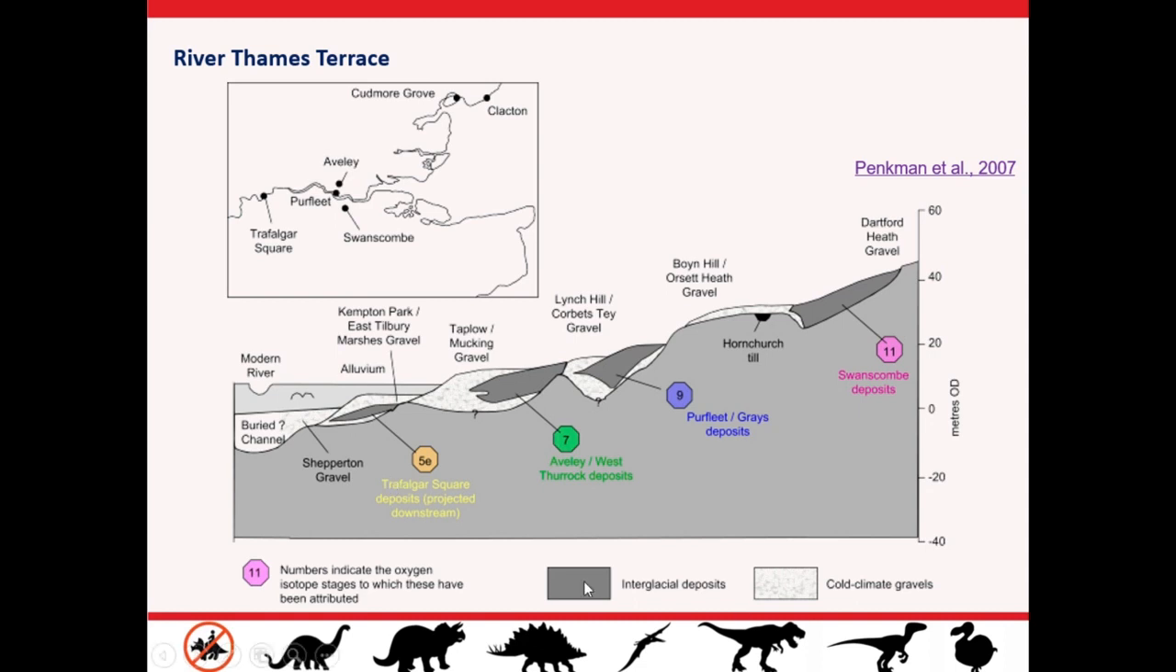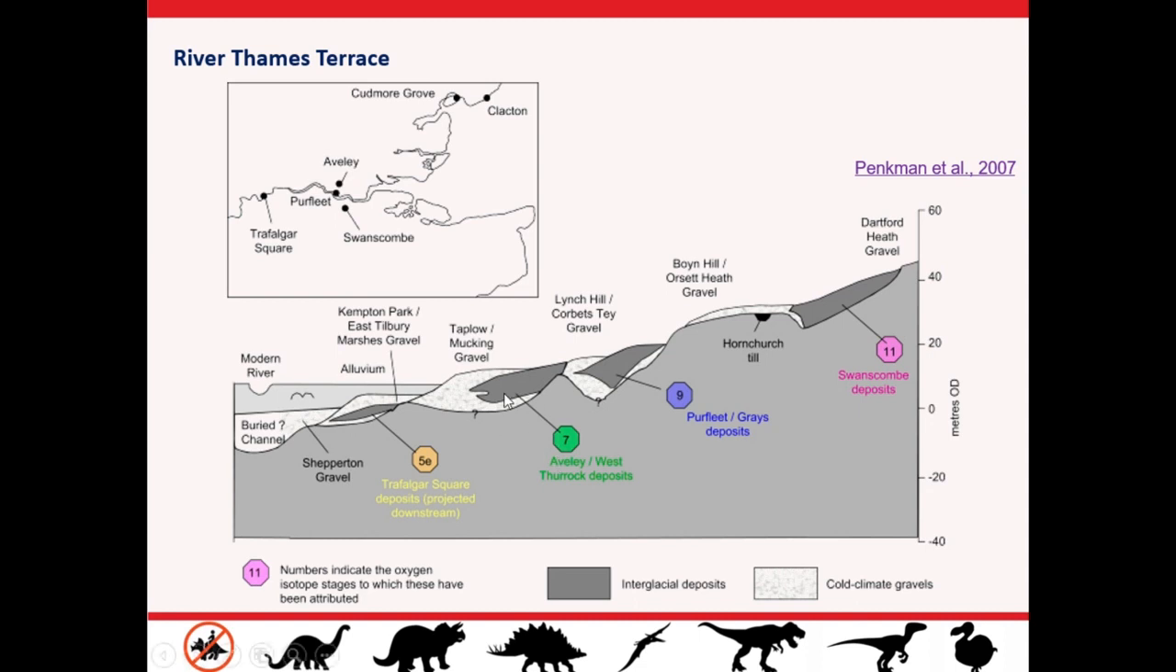So at marine isotope stage 11, up here, this pink one, we can see evidence of bears and deers and moles and human artifacts. Here we can see the Purfleet Grays deposits at number 9. Purfleet we can hopefully see on the map is here, so between Aveley and Swanscombe. And in marine isotope stage 9, we see further evidence of bears and shrews, hyenas, human artifacts. So we see this evidence within this interglacial material.